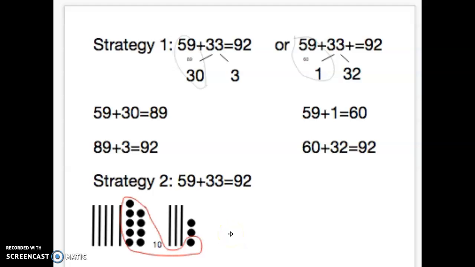Strategy 2 is drawing the quick tens and ones. I started off drawing 59 with 5 tens and 9 ones, and then 33 using 3 tens and 3 ones. Here, I know that these 9 ones need one more with it to make another 10. So that leaves me with 5 tens plus one more 10, which is 6 tens, plus 7 tens, 8 tens, 9 tens. So I have 9 tens, 2 ones, which makes the number 92.